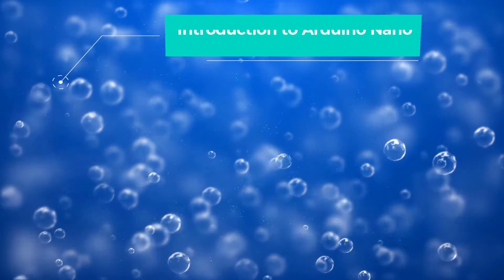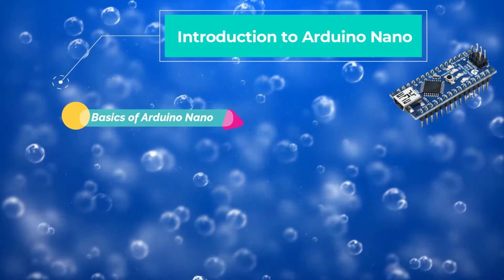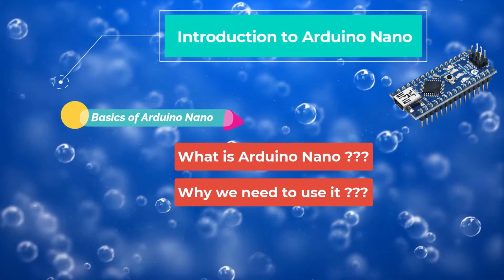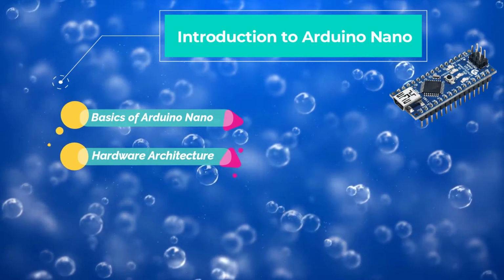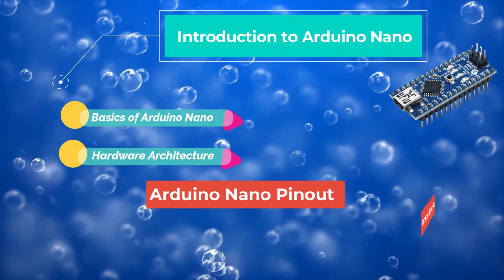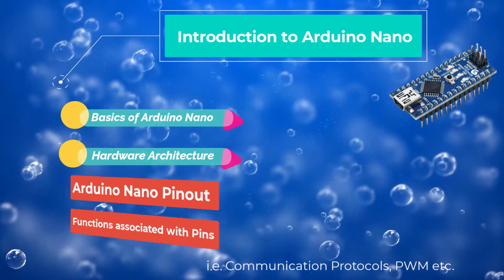I have divided this tutorial into 4 parts. In the first part, we will discuss the basic introduction of Arduino Nano, like what is Arduino Nano, why we need to use it, why is it so famous, etc. In the second part, we will discuss its hardware architecture, where we will have a look at its pinout and different functions associated with these pins like communication protocols, PWM, etc.